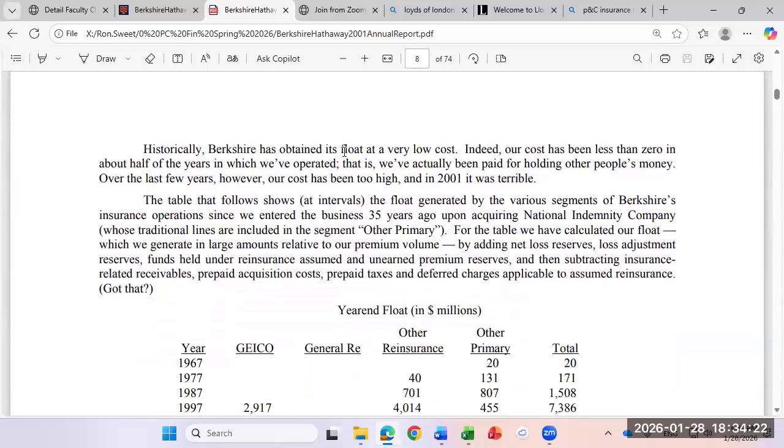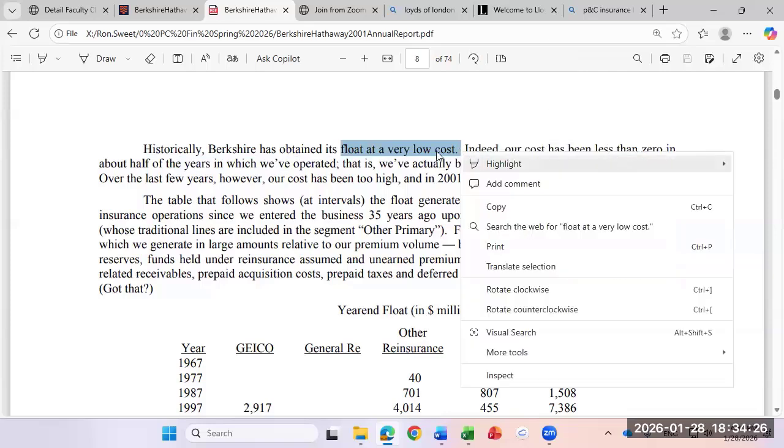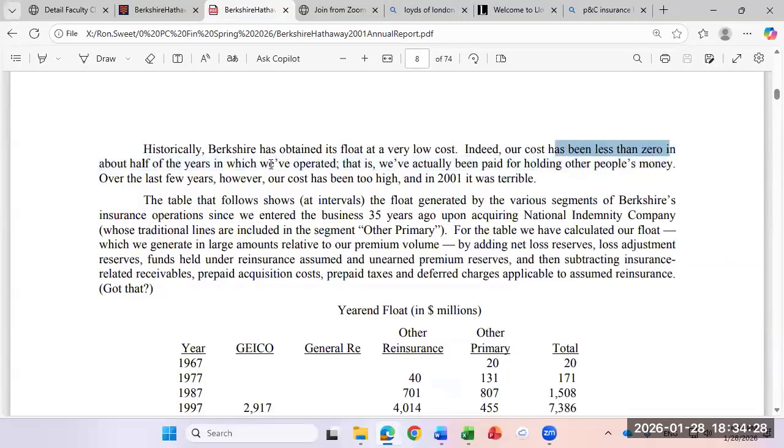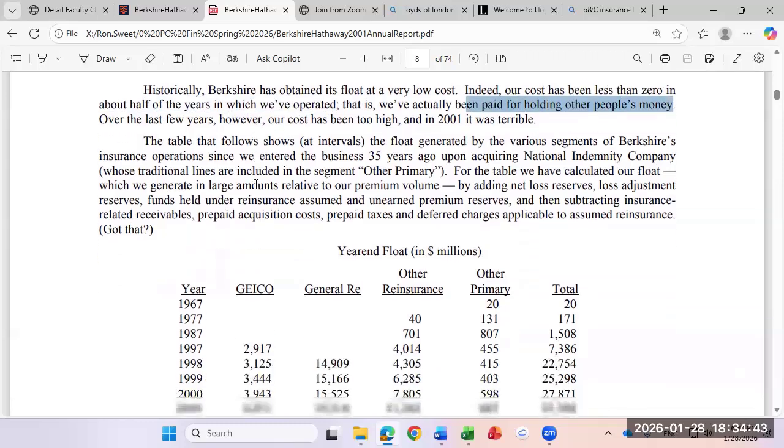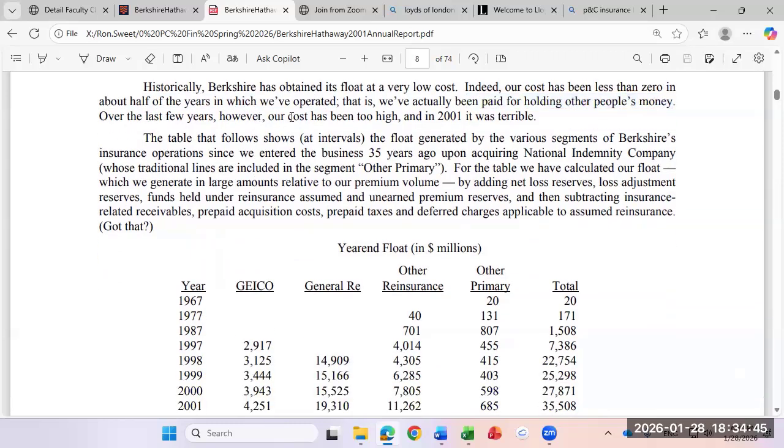So historically, it's gotten its float at a very low cost. Indeed, it's been less than zero in about half the years. What is he saying? About half the years, their combined ratio was below 100. That's what he's saying. He doesn't actually say that, but that's what he's saying. He says, we've actually been paid for holding other people's money. The last few years, it's been too high, and in 2001, it was terrible.